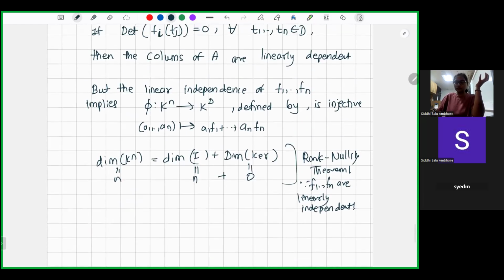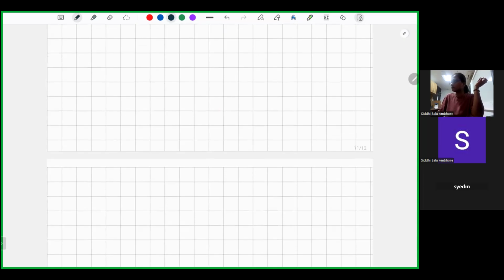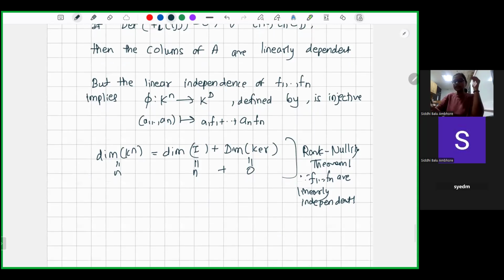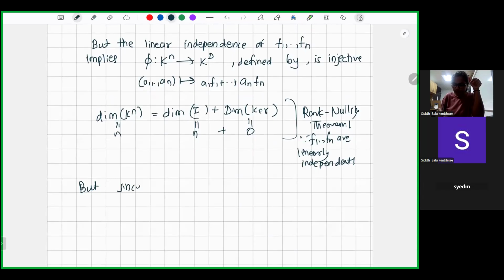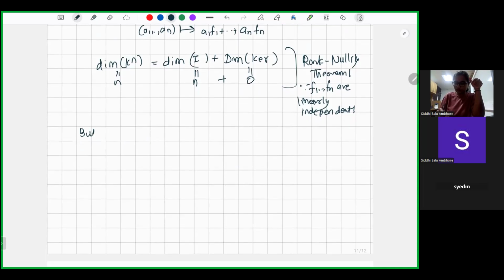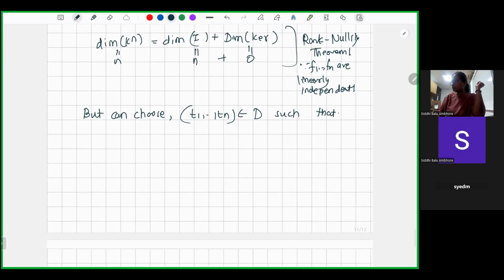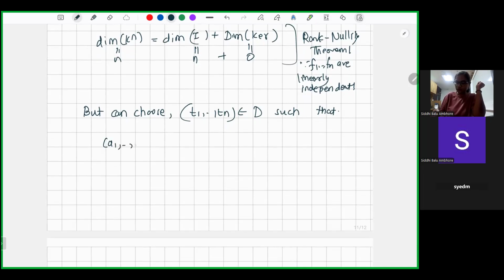Okay, so this, and hence what we... but since we have this T1 to Tn, but we can choose T1 to Tn in D such that this A1 to An going to GT1 to GTN. Now this new map from Kn to Kn.